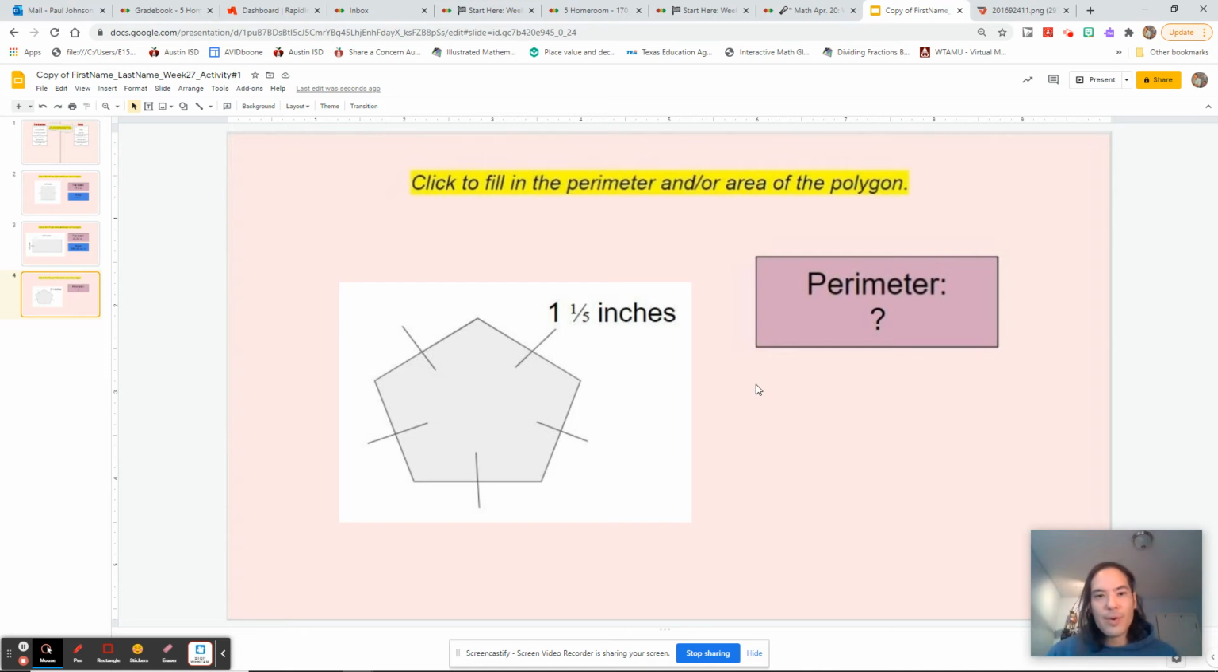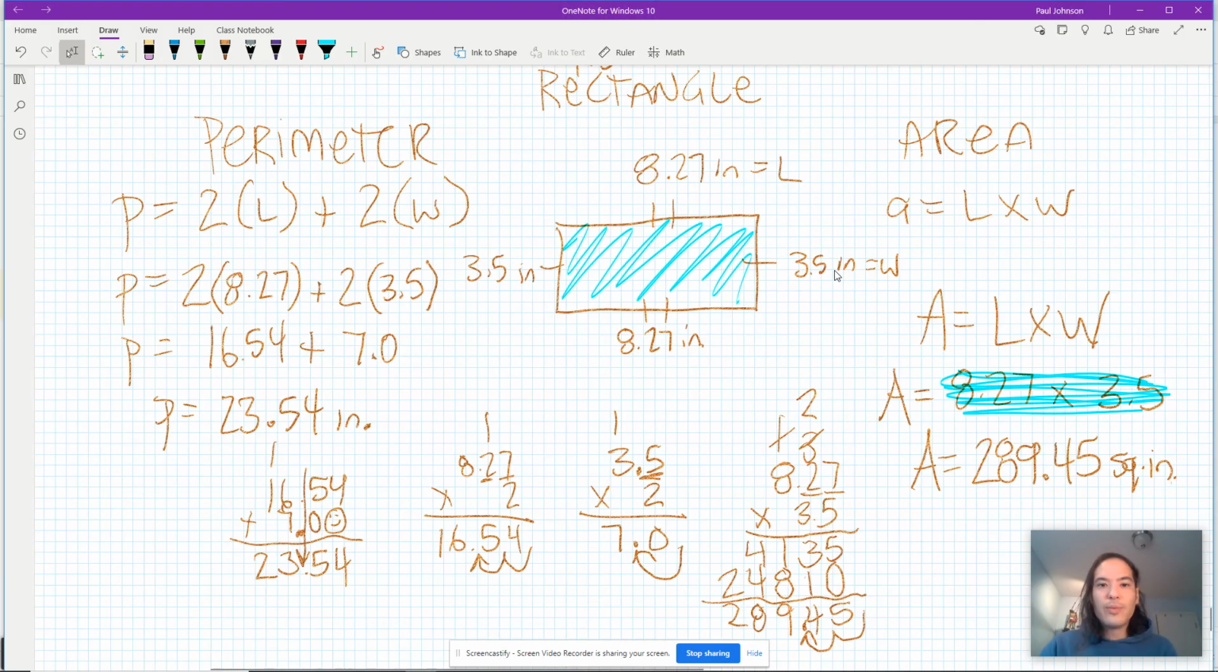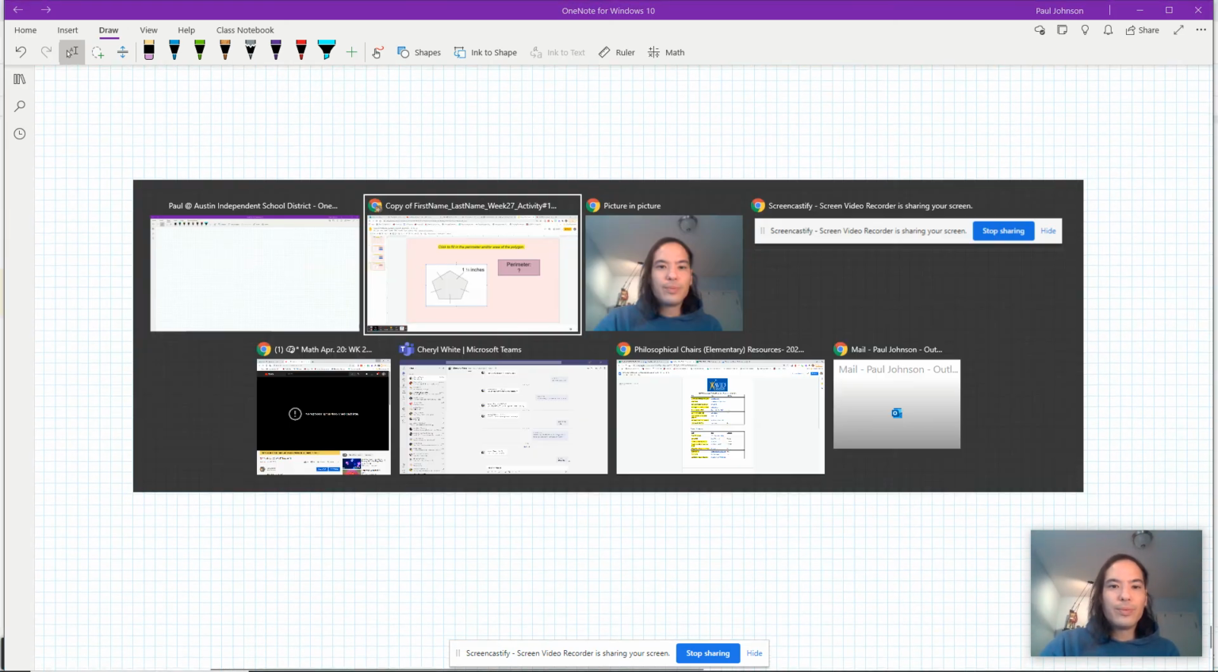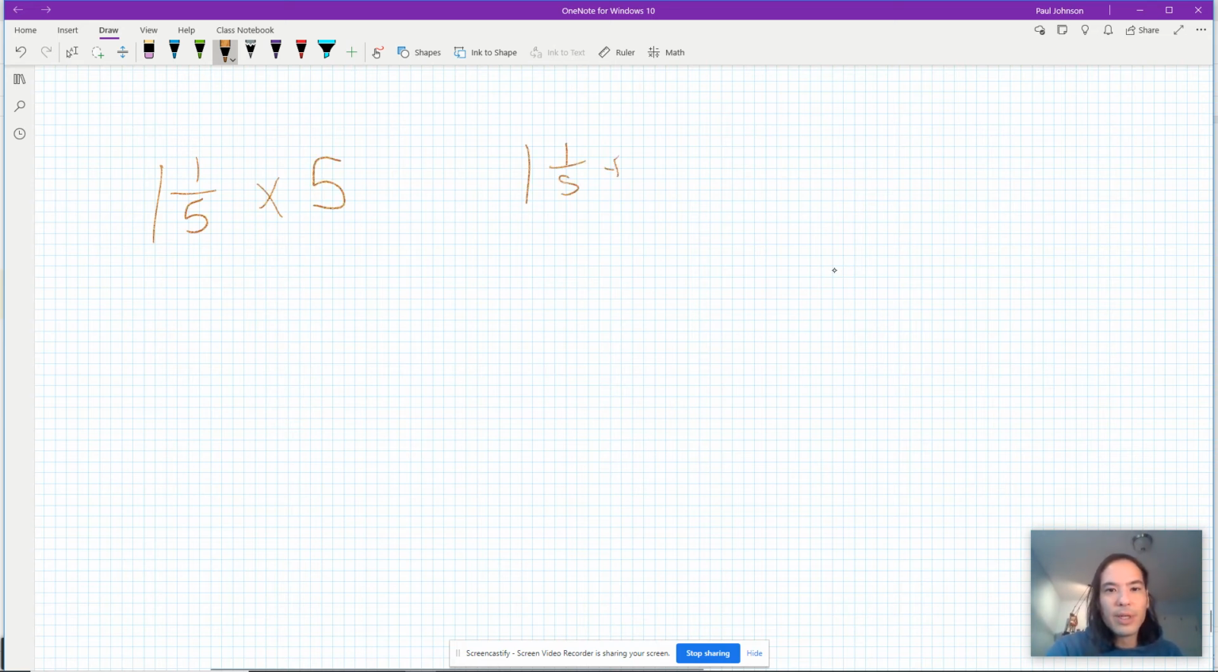We don't have a formula, but we do know this is a pentagon because there's 1, 2, 3, 4, 5 sides. We also know that all 5 sides are the same length because it has one dash on each side. So really what we're looking at here is a couple different things we can do. We can do 1 1/5 times 5. We can do 1 1/5 plus 1 1/5 plus 1 1/5 plus 1 1/5 plus 1 1/5.